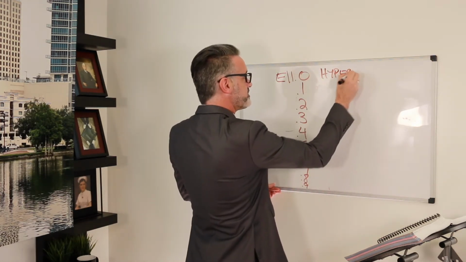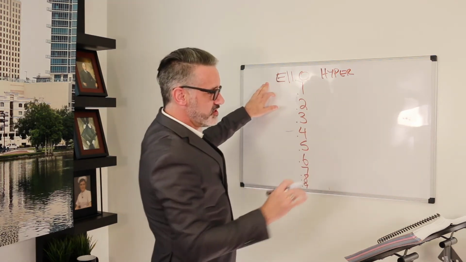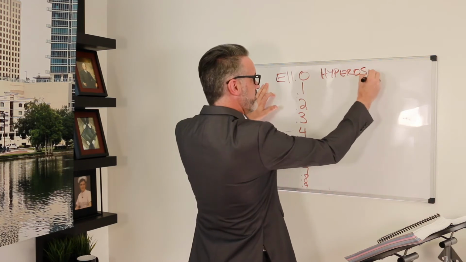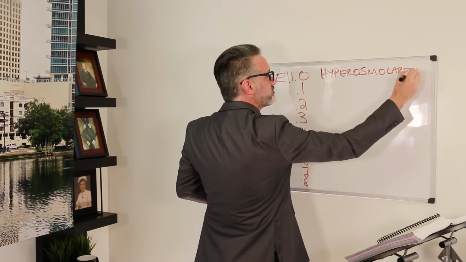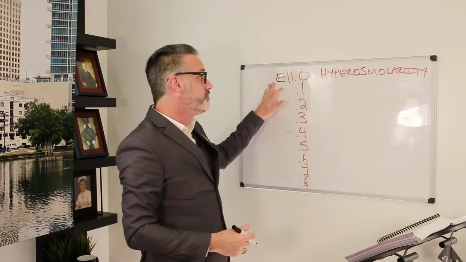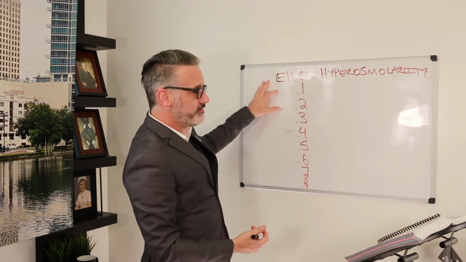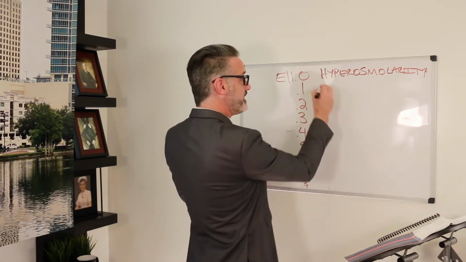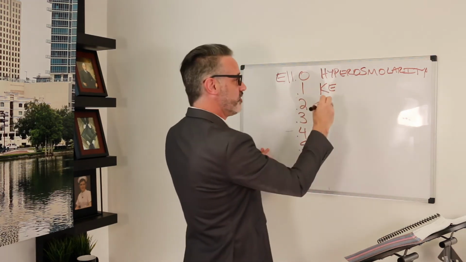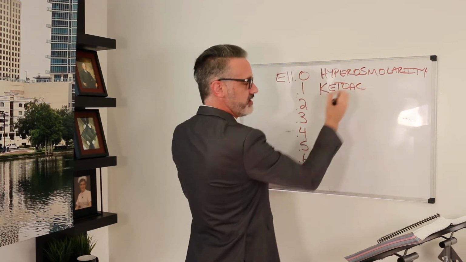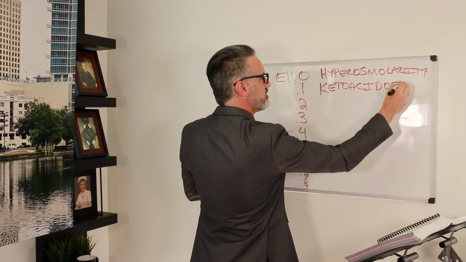And with the hyperosmolarity, this is one I always double check on the spelling, just to make sure I don't mess it up. Molarity. So E11.0 for the type 2 diabetes with hyperosmolarity, E11.1 with type 2 diabetes with ketoacidosis. And this is another one of those big fancy medical words I always make sure I'm spelling right. Acidosis.